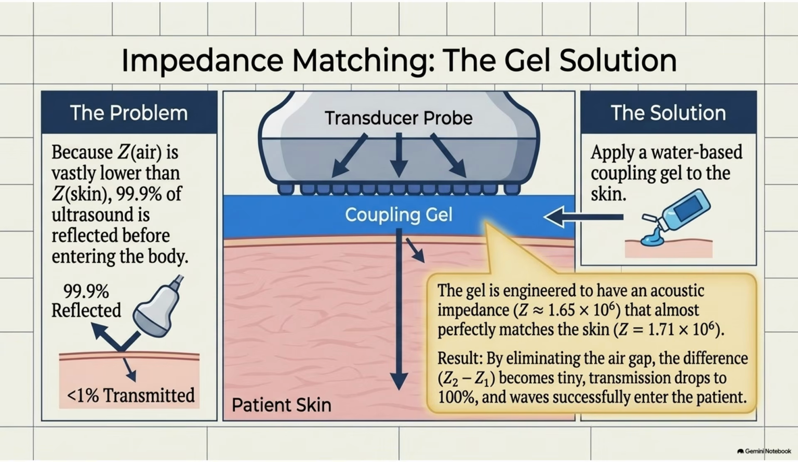This brings us to the reason ultrasound gel is used. If there is air between the transducer and the patient's skin, there is a very large acoustic impedance mismatch. Most of the ultrasound energy would be reflected at the air-skin boundary, meaning very little ultrasound would enter the body. The solution is to use coupling gel. The gel removes the air gap between the transducer and the skin and provides a much better acoustic connection. As a result, much more of the ultrasound energy can enter the body and return to the transducer.